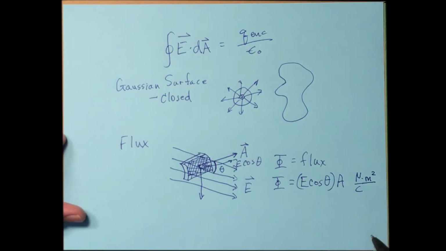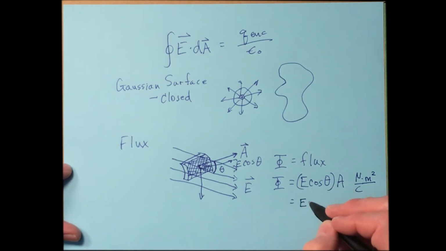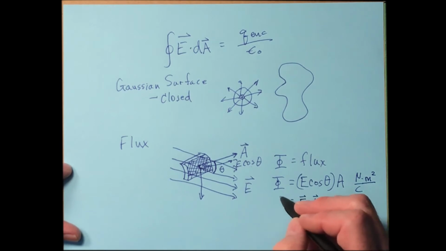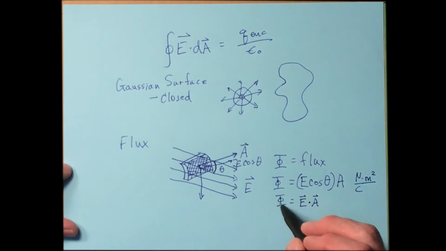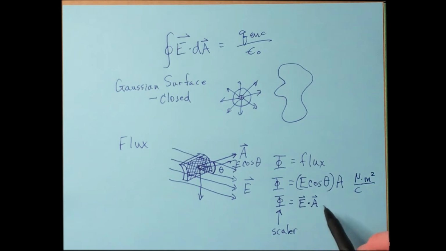All right. Well, this E cosine theta, this is what you get if you take a dot product. So if you did E dot A, took the dot product of the two vectors, that's the flux. The flux itself is a scalar. It is not a vector. And that's what you get when you take the dot product of two vectors. You get out a scalar quantity here. So that's the generic form of a real simple flux.